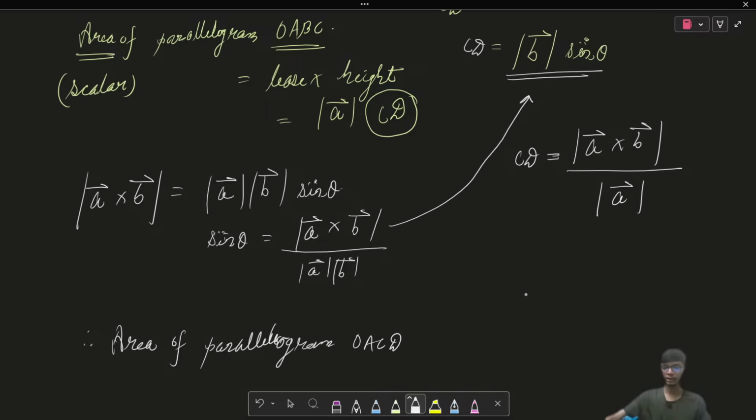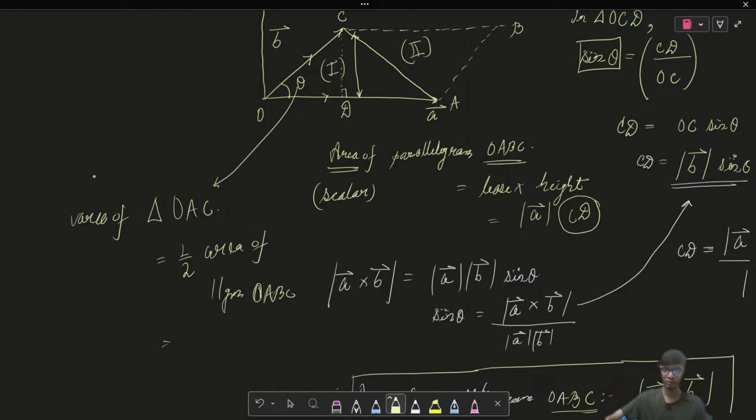So from here I can also obtain another important relation: if I'm interested in finding only the area of the triangle OAC, then that will be half times the area of the parallelogram OABC, and that is going to be half times mod of A vector cross B vector. So the area of the triangle can also be given as half times the cross product magnitude, for any triangle whose corresponding sides are given as A vector and B vector. I hope this discussion is clear.